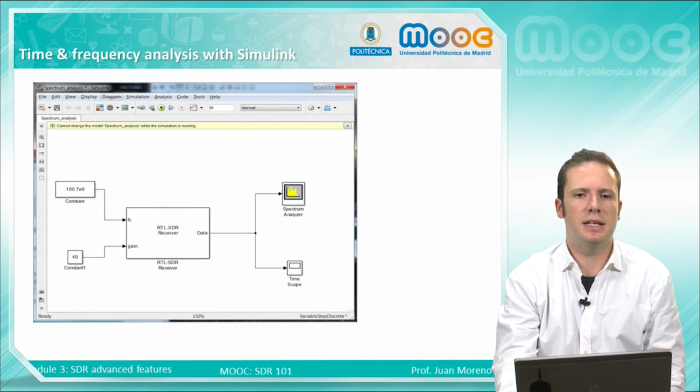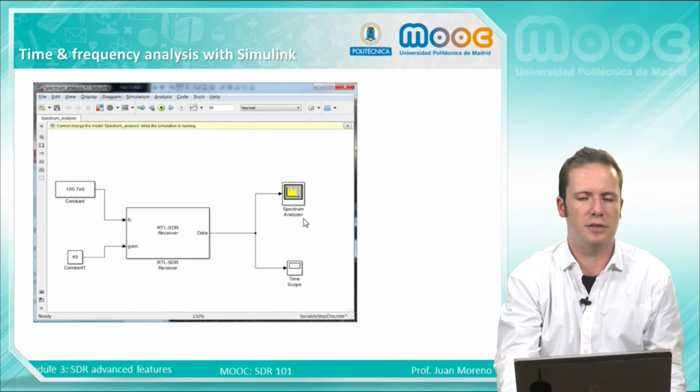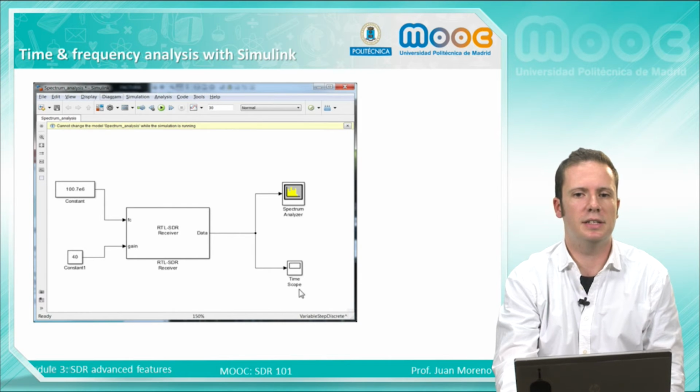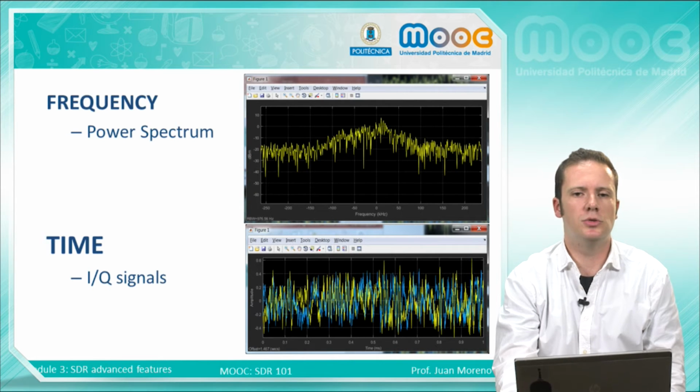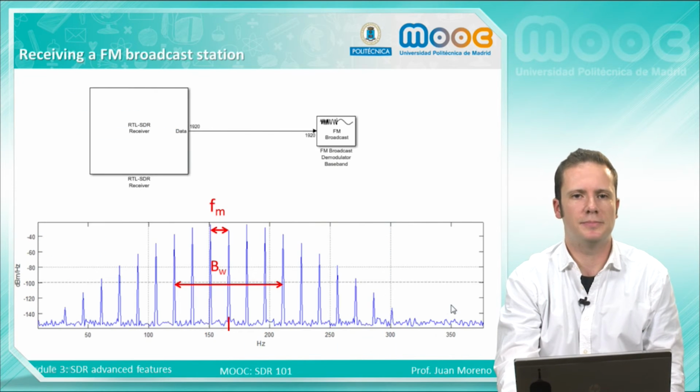This is the first example in Simulink that we saw. Remember the RTL? We use this RTL as a block. We model the RTL entirely as a black box, and we only handle several parameters. And we connect its output to a spectrum analyzer to see the signal in the frequency domain, and also the time scope to see the time domain, of course. Here are two pictures of the frequency domain and the time domain.